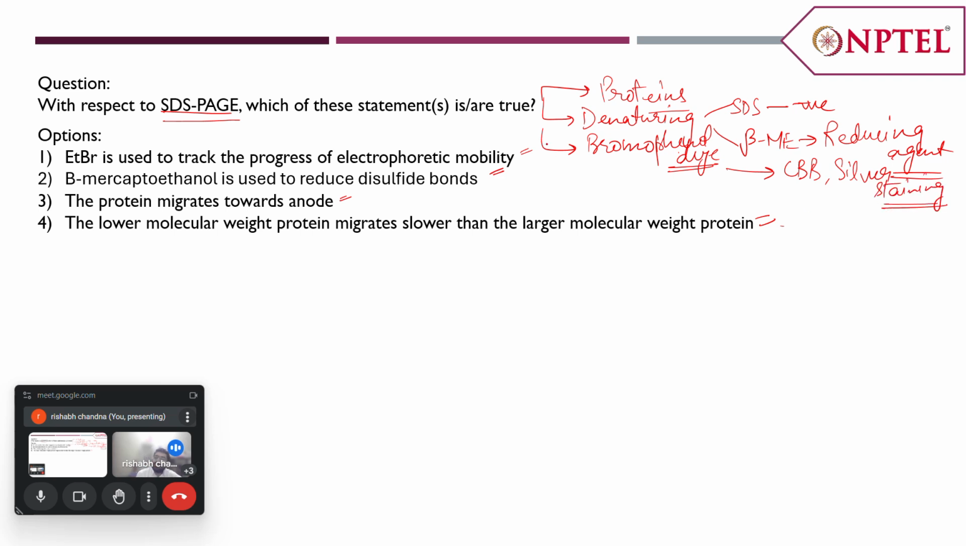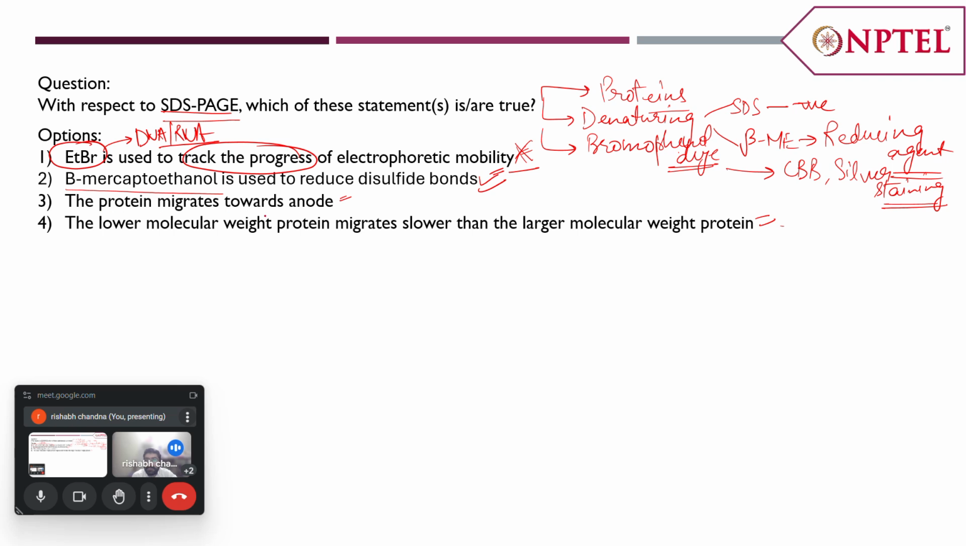Fine. Now we'll see the options. EtBr is used to track the progress of electrophoretic mobility. No, this is a wrong answer. First of all, EtBr is generally used for visualization of DNA or RNA. So the track is always measured by bromophenol blue. So this is technically the wrong answer. Now moving on to the second one, beta mercaptoethanol is used to reduce the disulfide bonds. So yes, this is the correct answer.